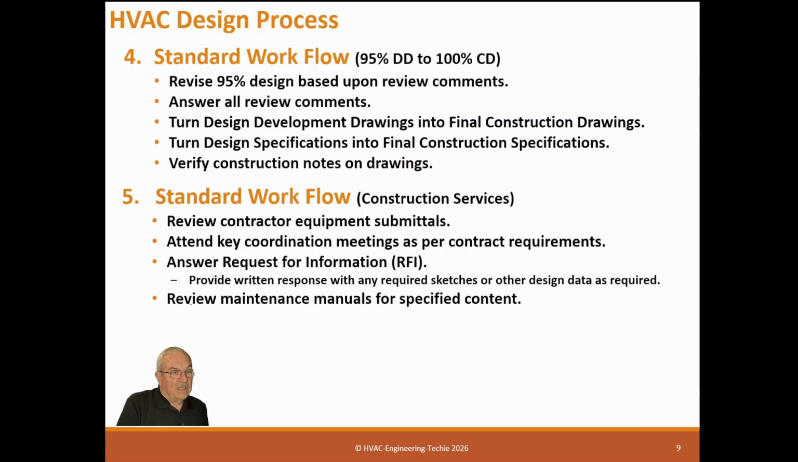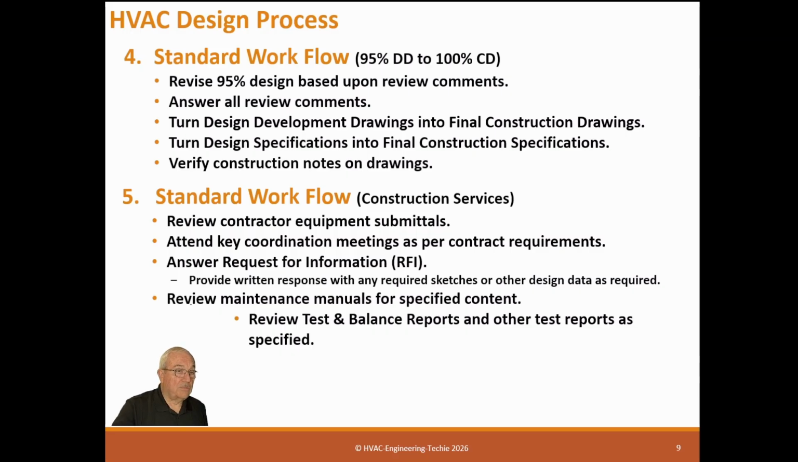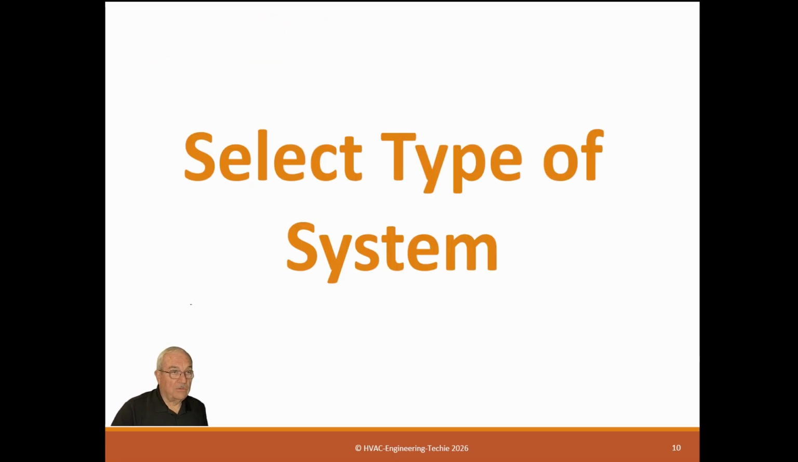Now, you know that RFIs are required if there's going to be money involved. If the answer is going to involve additional money, there has to be an RFI process to go through that. But a lot of times the RFI just answers a question. We're seeking knowledge and it doesn't cost anything. Review maintenance manuals for specified content. Review test and balance reports and other test reports as specified. Review contract as-built drawings as specified. If it's in your contract, to look at the contractor's red lines, or is it your job to actually make as-built drawings? That's kind of a big deal, so that should be in your contract one over the other.